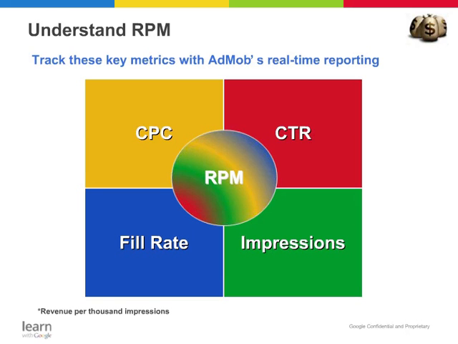Impressions is the number of ads served to your app, and fill rate is the number of ads served to the number of ad requests made by your app. So you basically want a fill rate of 100%. Anything less means you're leaving money on the table and you're leaving inventory on the table that is unmonetized.